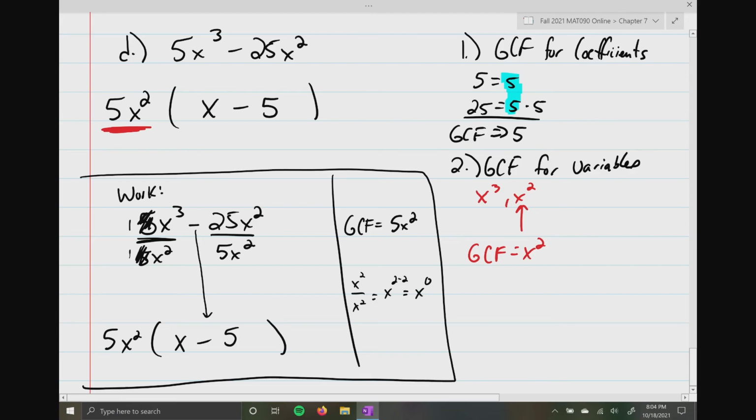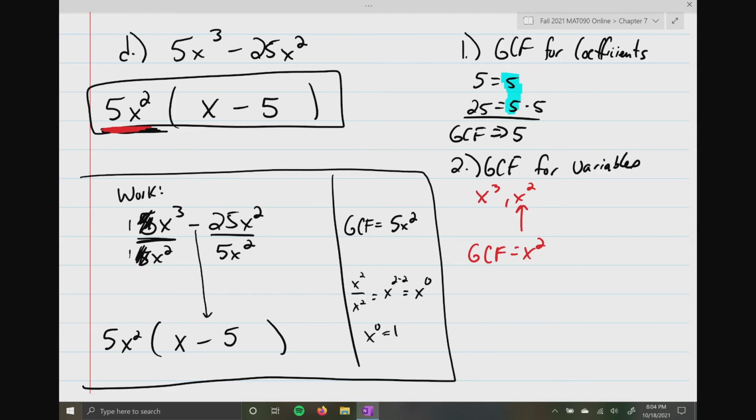And we know by definition, x to the 0 equals 1. So if you wanted to, you can write times 1, but then you would have to simplify it, meaning 5 times 1, which is just 5. And now hopefully you see how I got the answer, 5x to the second times the quantity x minus 5. Every single problem is done the same exact way. It doesn't matter what I give you. All right? Let's really step it up now.